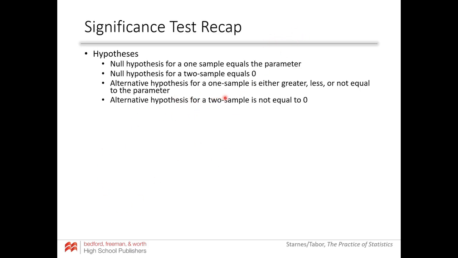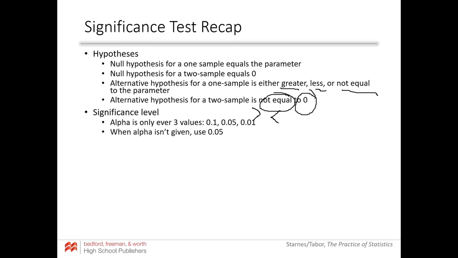Our alternative hypothesis for a one sample and a two sample is going to be greater than, less than, or not equal to either the parameter if it's a one sample or to 0 if it's a two sample. So this should have also said greater than, less than, and not equal to. So it's all three of those still. The only difference is a one sample is looking at whatever number is given to us, the parameter value, and a two sample is always looking at 0 because we're trying to show if there's a difference or not.